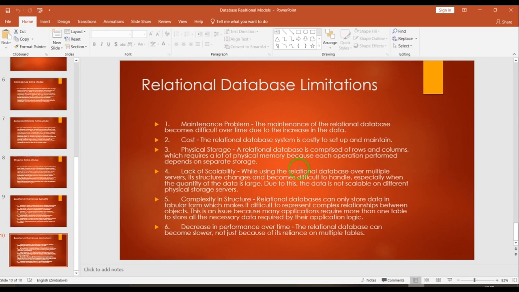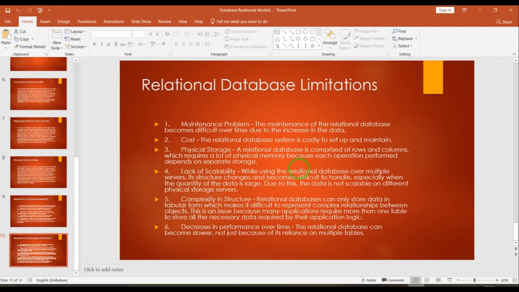Number 4, lack of scalability. What do you think? Why use the relational database over multiple servers? Its structure changes and becomes difficult to handle, especially when the quantity of the data is large. Due to this, the data is not scalable on different physical storage servers.